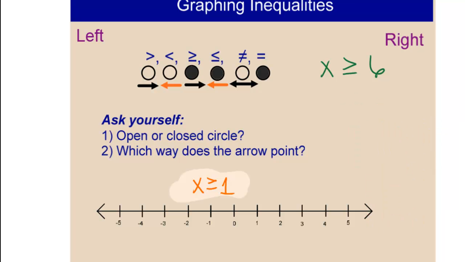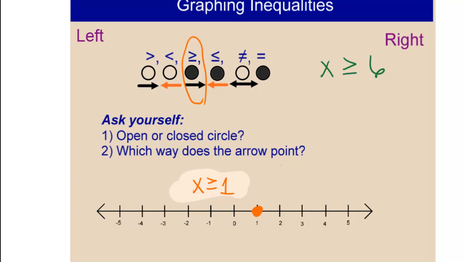So let's look at an example. Let's say I have the inequality x is greater than or equal to 1. Well, I know that with greater than or equal to, I do have an equals as part of my inequality. So we are going to use a closed circle. So I'm going to go to 1 and put a closed circle there.